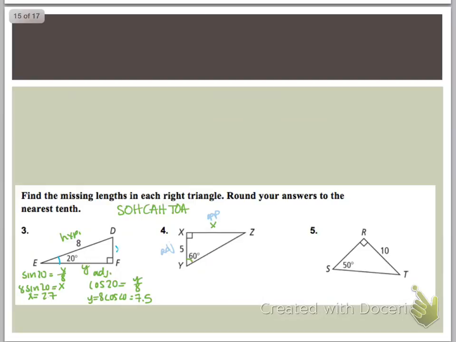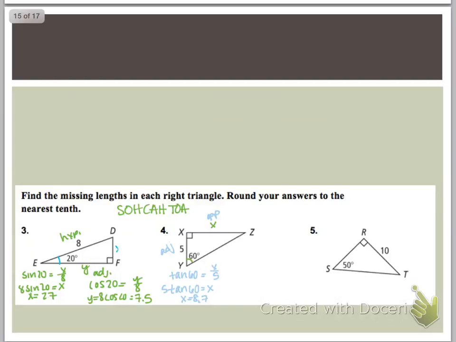So opposite and adjacent is tangent, so I got tangent of 60 equals my opposite over my adjacent. So I need to multiply both sides by 5, so 5 tangent of 60 is going to equal that x there. So 5 tangent of 60. So that side length is 8.6 or 8.7 if we rounded.